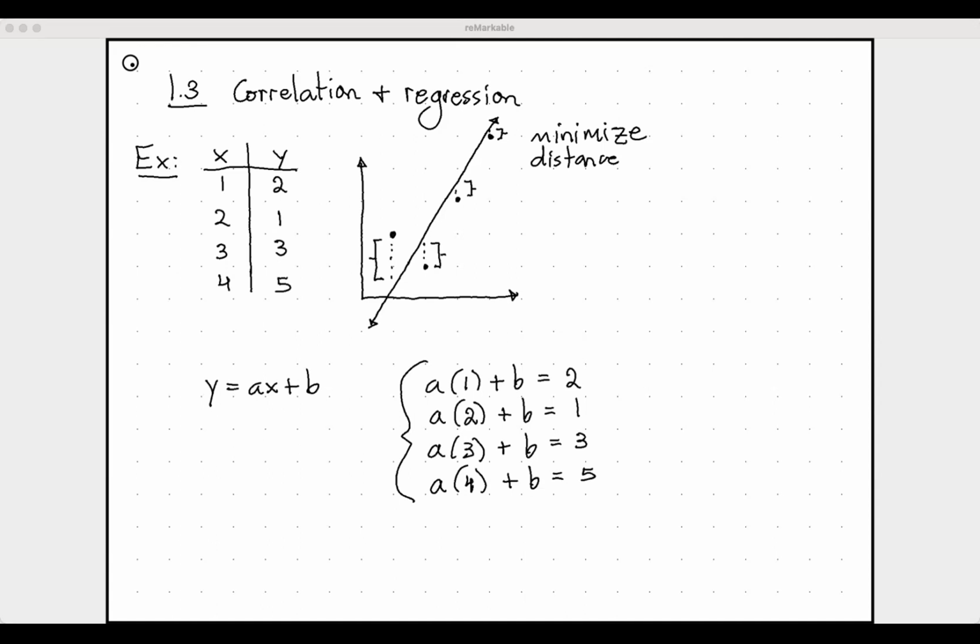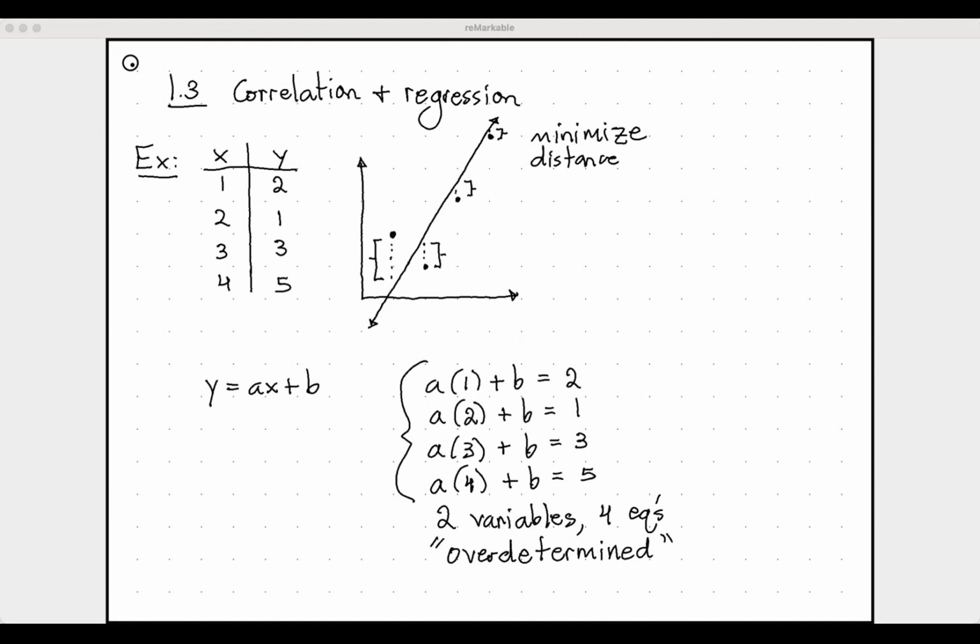Now you might notice that this is an equation of 2 variables, and we have 4 equations. So we call this an overdetermined linear system. It's overdetermined because usually if we're solving a linear system, we should have the same number of equations as variables. But unfortunately on this one, we have twice as many equations as variables.